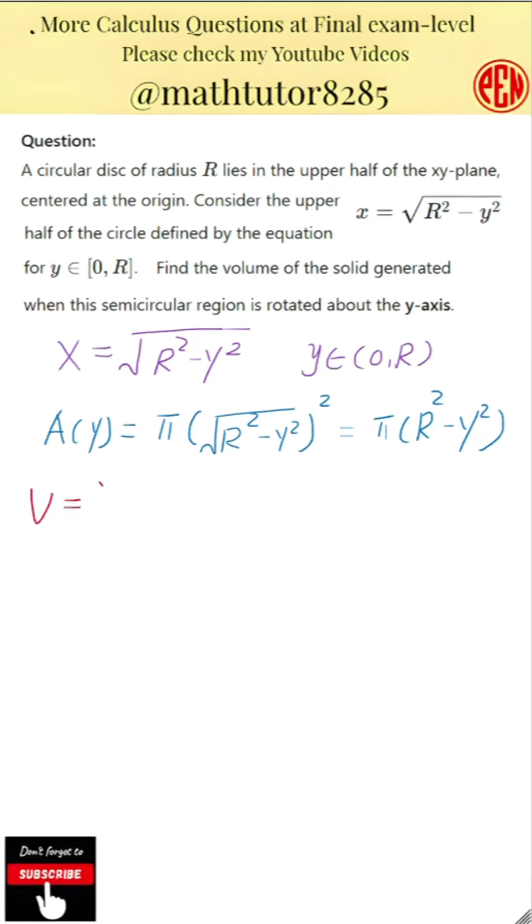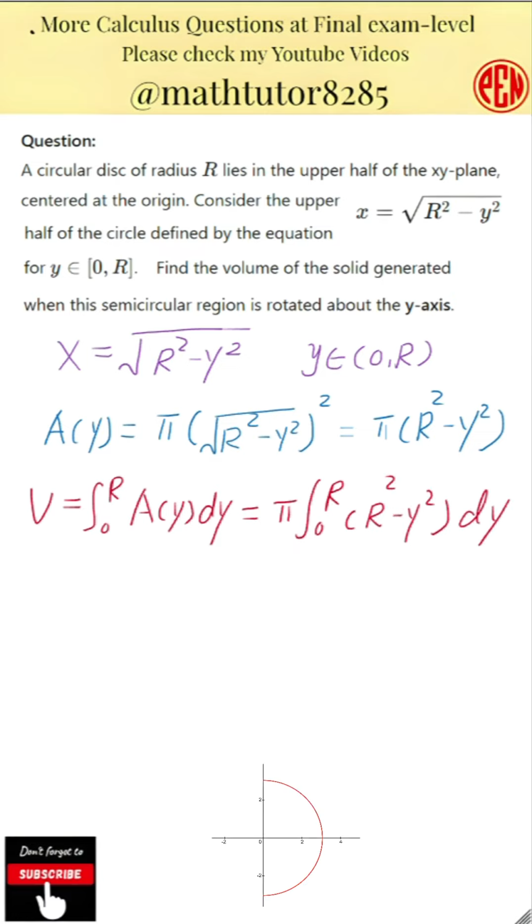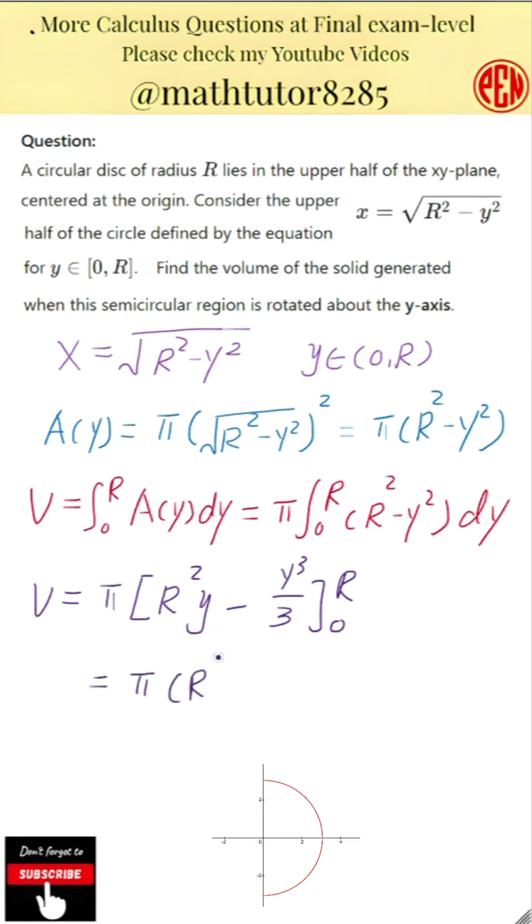Next step is to set up the volume integral to find the total volume. We integrate this area from y equals 0 to y equals capital R. That gives us the integral of pi times capital R squared minus y squared, with respect to y, from 0 to capital R.